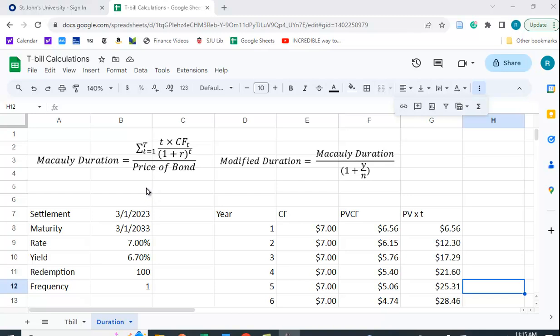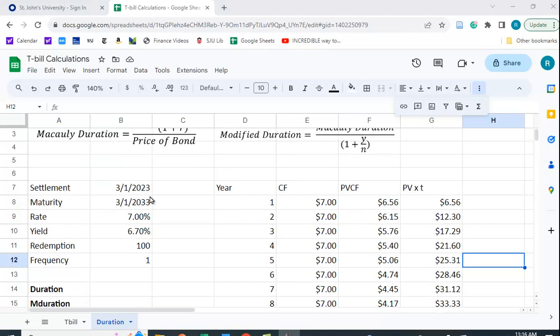Once you've calculated Macaulay duration, we want to calculate modified duration, which is Macaulay duration divided by 1 plus the yield divided by the number of coupon payments that are made each year. In our example, we're just going to use 1, but oftentimes bonds pay semi-annually, or twice a year.